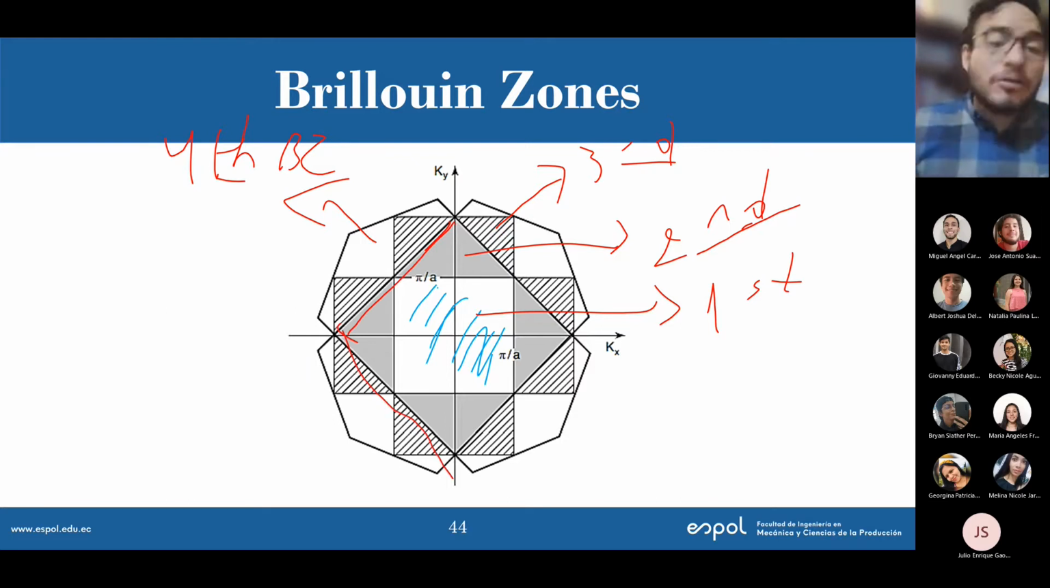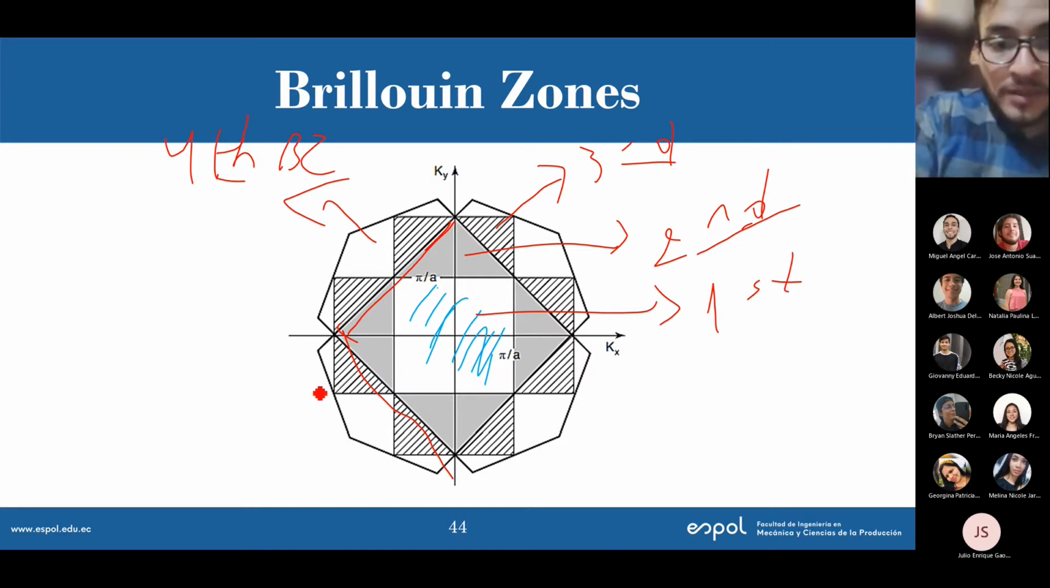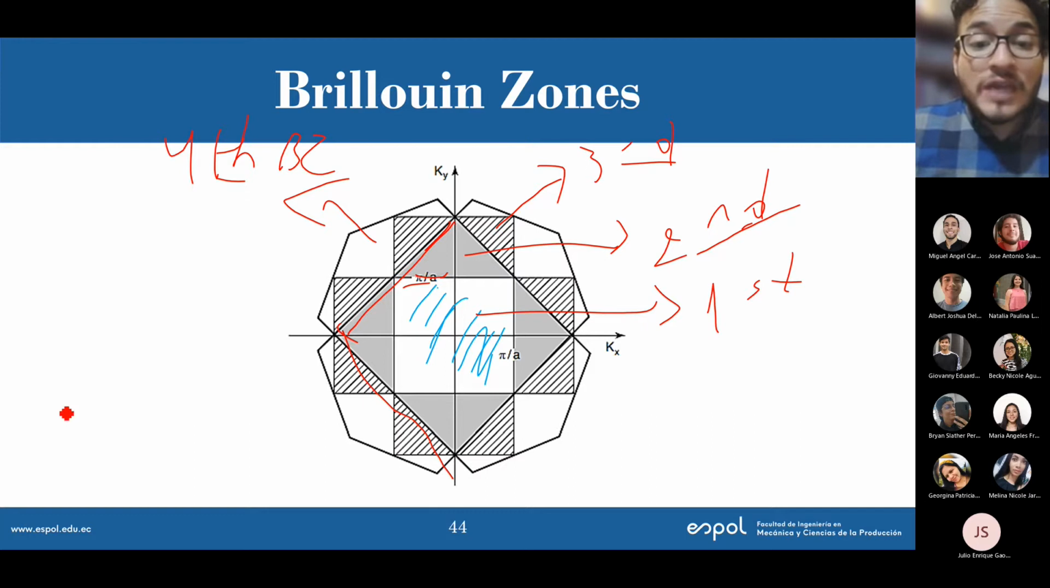And the same happens with the third Brillouin zone and with the fourth Brillouin zone. It's not that they enclose all the previous Brillouin zones, no. They start where the previous one finished, and then they go up to where the bisectors enclose the area. And there's another characteristic, if you see the graph, that all zones have the same area. All zones are equal, right? They all have the same area.